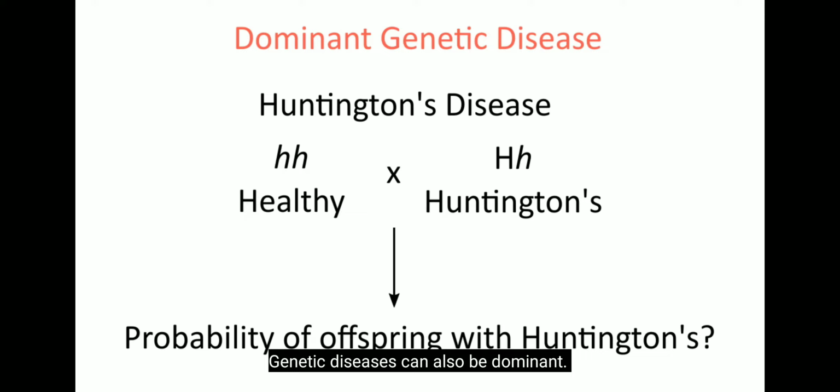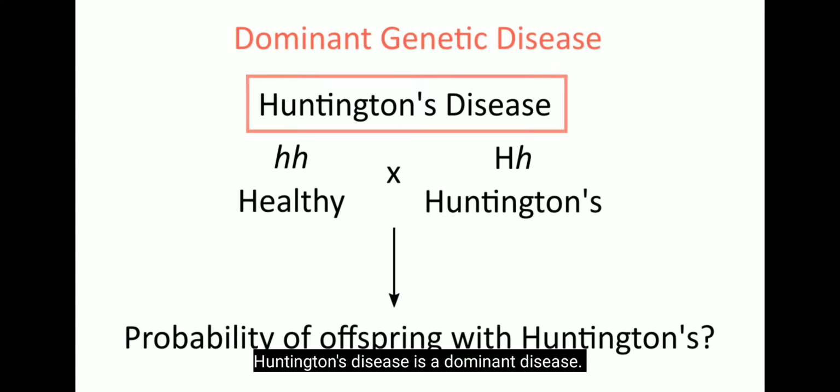Genetic diseases can also be dominant. Huntington's disease is a dominant disease. It causes progressive brain degeneration later in life. People with Huntington's typically experience symptoms in their 40s or 50s. Just 1 allele for Huntington's can cause the disease.